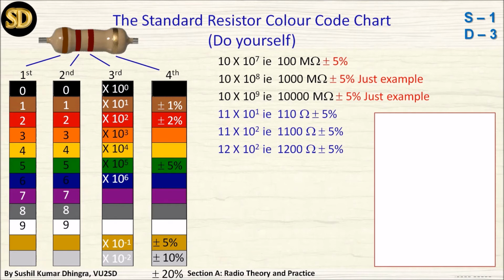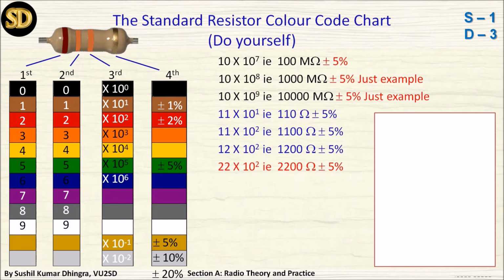Next, watch carefully the left side resistance. Now all three are red. There is a very minor difference in color. It may happen due to a different company, so don't be confused here. So all red means the answer is 22 into 10 raised to the power 2, 2200, 2200 ohm or 2K2.